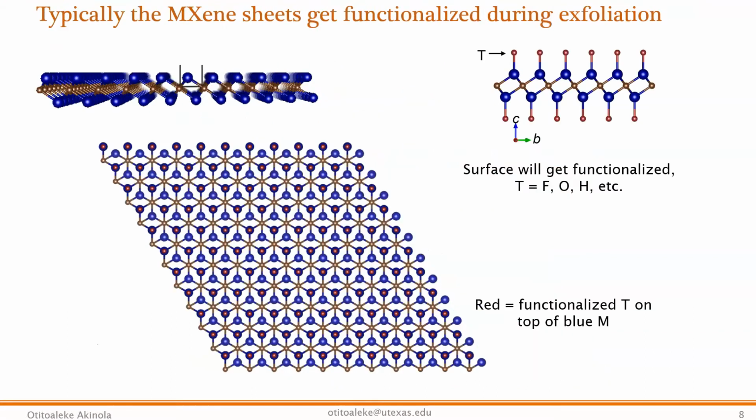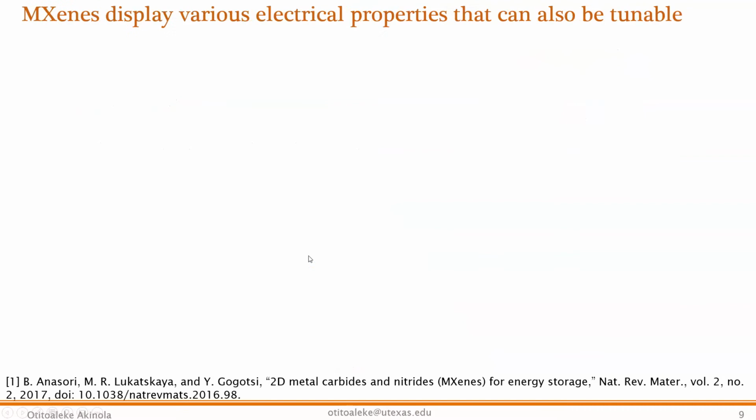And depending on the functionalization, then you begin to have different interesting properties. Now, functionalization is an organic or natural process that comes from the synthesis of MXenes through exfoliation. And when you exfoliate, you have these T elements, which can be fluorine, oxygen, hydrogen, or hydroxide, that naturally bond to the chromium and result in a functionalized surface for the MXene. And based on this functionalization, you begin to see different electronic properties that can be exploited.